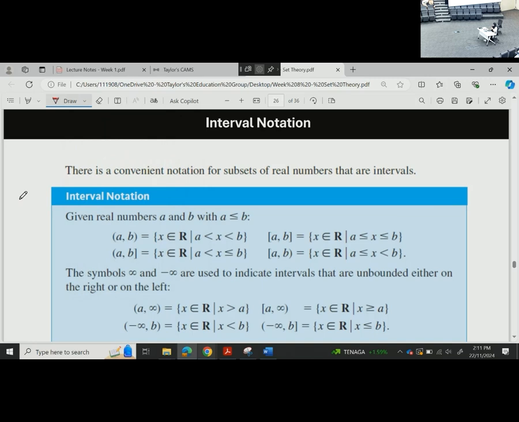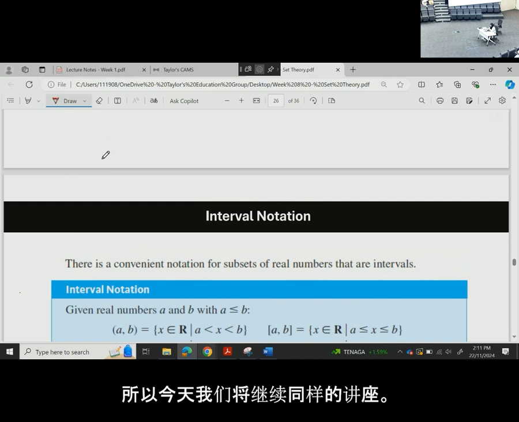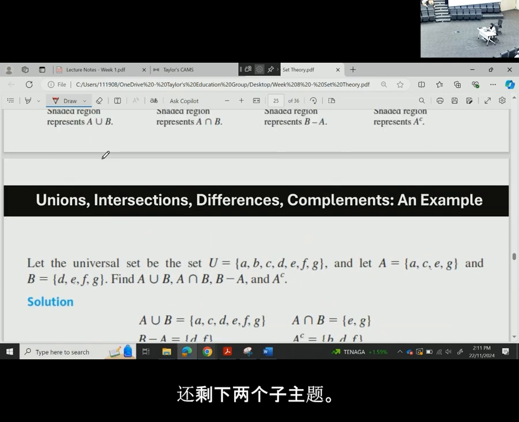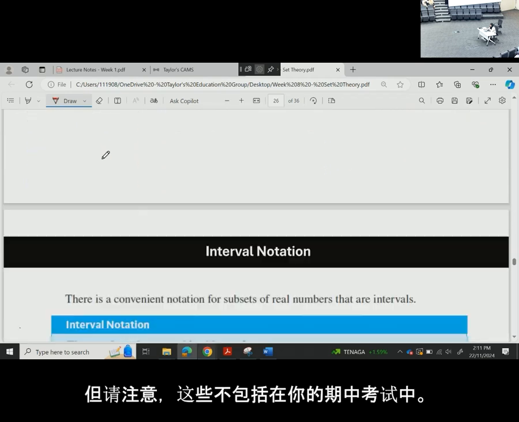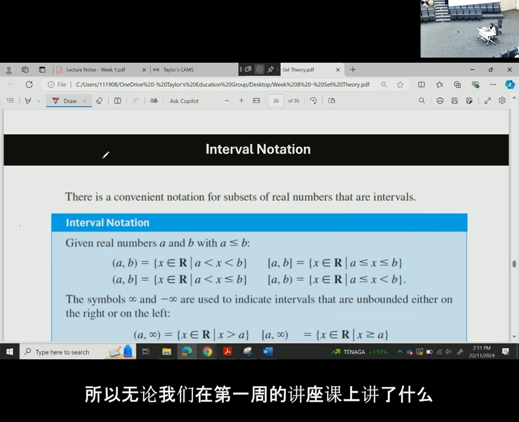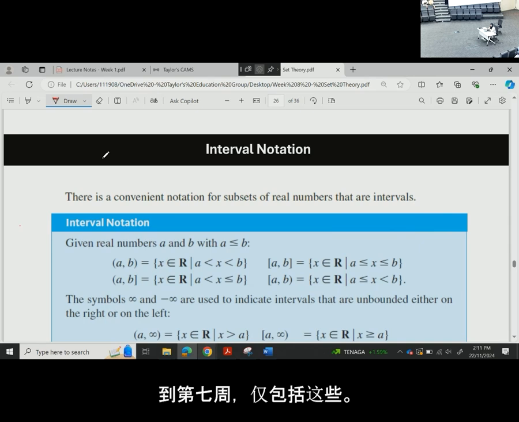In the week 7 lecture class, we stopped at set operations and how to represent them using Venn diagrams, and before that, how to show them using set notations. So today we will continue with the same lecture. Two subtopics were left. We will cover those, but please note that these are not included in your midterm.